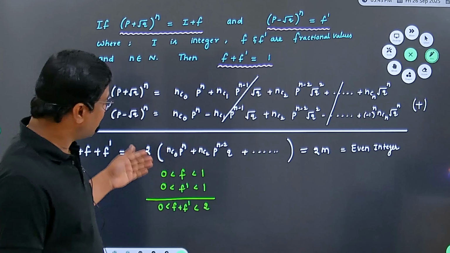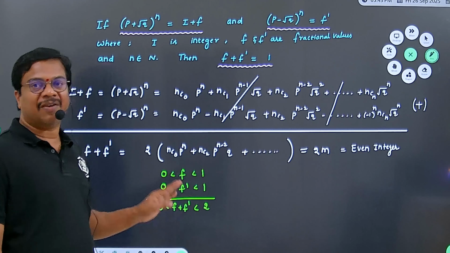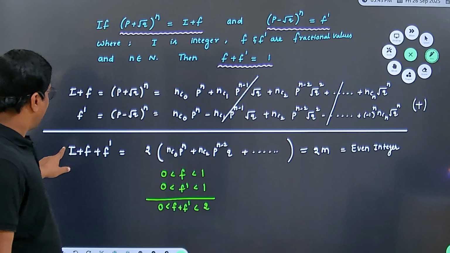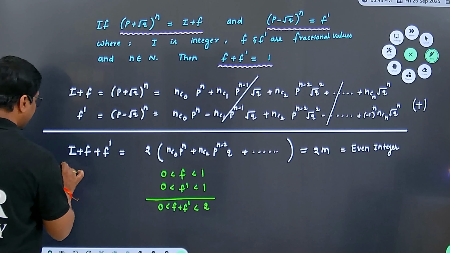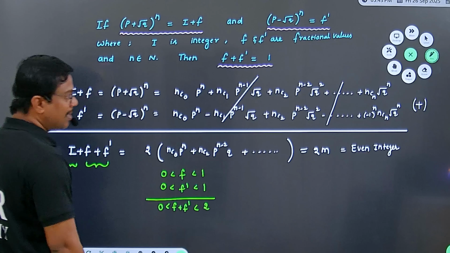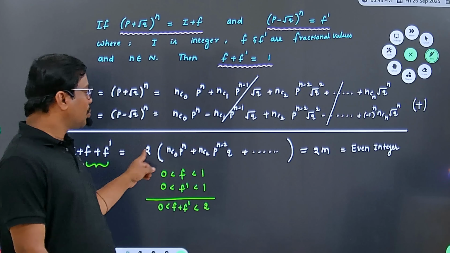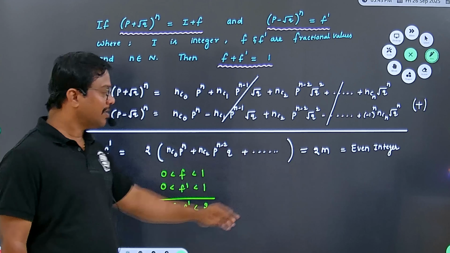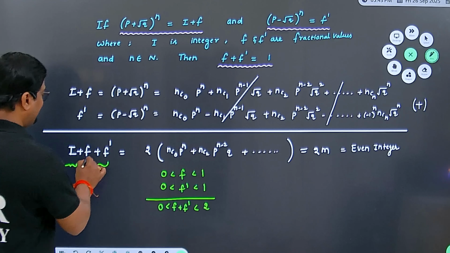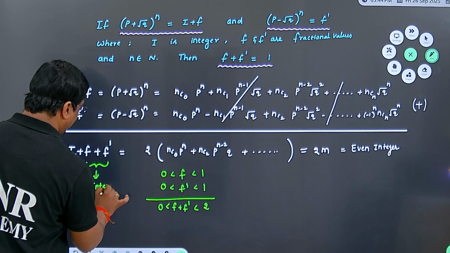Maximum value of f dash is 1, so on the right side it is 2. In between them you will get the values of f and f dash. Now observe, I value is an integer quantity, and f plus f dash is also an integer, then only you will get an even integer. I value here, a multiple of 2, gives an even integer quantity. Integer plus integer only gives an integer quantity. So from this I can write f plus f dash is also an integer.